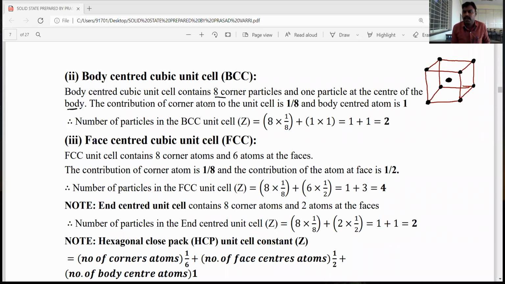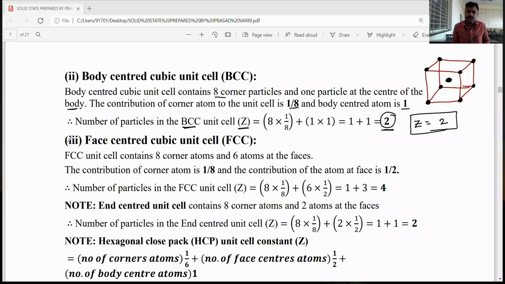The contribution of the corner atom is 1 by 8 and the body center is 1. Therefore, the number of atoms in the BCC, body centered cubic unit cell, the unit cell constant Z, is 8 into 1 by 8 plus 1 into 1, which is equal to 2. So the Z value for BCC is 2, which means 2 atoms or 2 molecules or 2 particles.